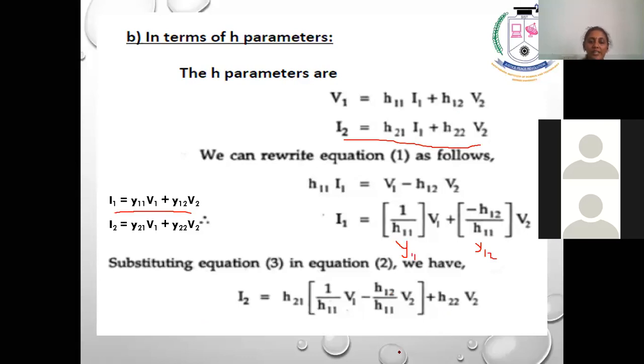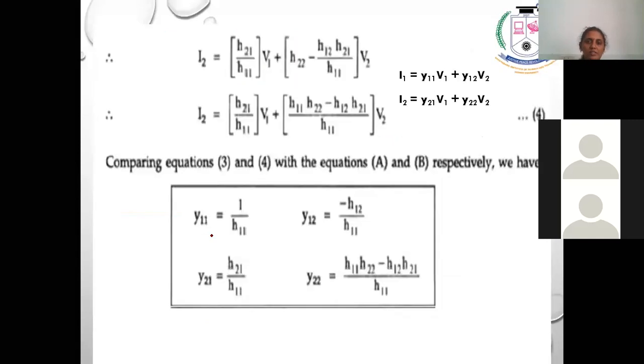Now rearrange this. How do you have to rearrange this? You have to rearrange so that you can compare, in terms of V1 and V2. So this is rearranged: I2 is equal to H21 by H11 into V1 plus H22 minus H12 H21 by H11 into V2. Now comparing the coefficients of V1 and V2, you can find out the answer for Y21 and Y22.